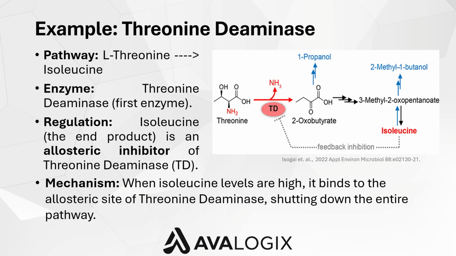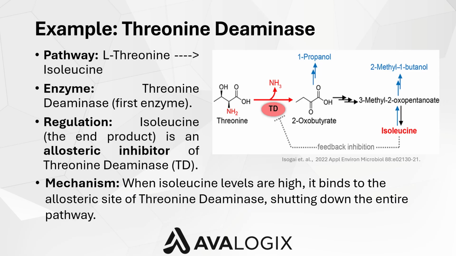Now, the final product of this series of reactions is isoleucine. As the cell synthesizes more and more isoleucine, its concentration increases. When the isoleucine levels reach a certain threshold, the isoleucine molecules themselves act as a powerful allosteric inhibitor. They bind to the allosteric site of threonine deaminase, causing a conformational change that shuts the enzyme down. This immediately halts the entire synthesis pathway.